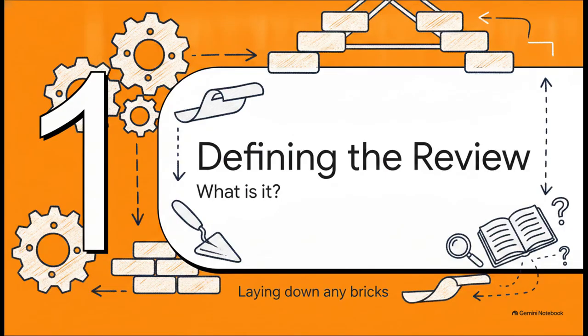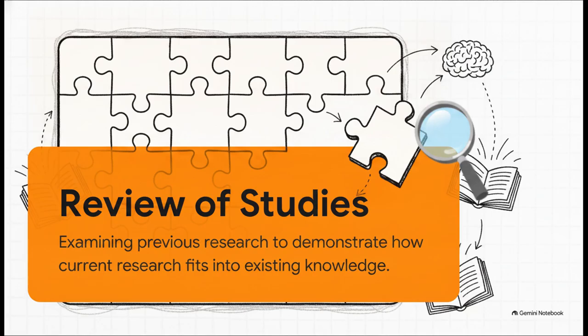Section 1. Defining the literature review. Let's establish exactly what it is we're building here before we lay down a single brick. So, a review of studies, sometimes you'll hear it called the review of related literature, is formally defined as the process of examining previous research related to your current study. But look, here is the absolute most important takeaway. The purpose isn't just to write a glorified book report summarizing what others have done. Not at all. It's entirely about demonstrating how your current research actually fits into the existing body of knowledge.